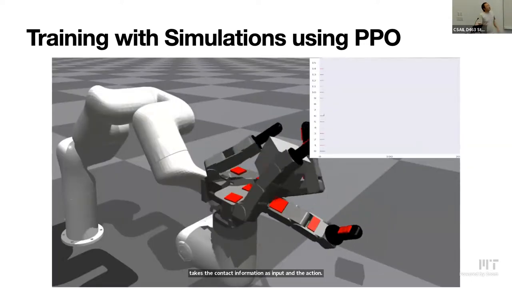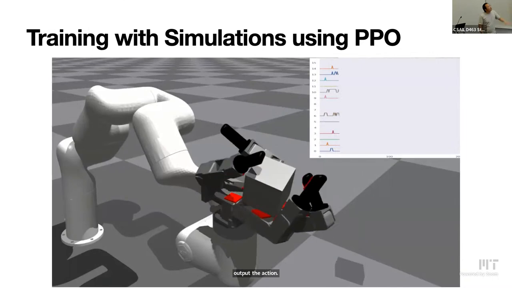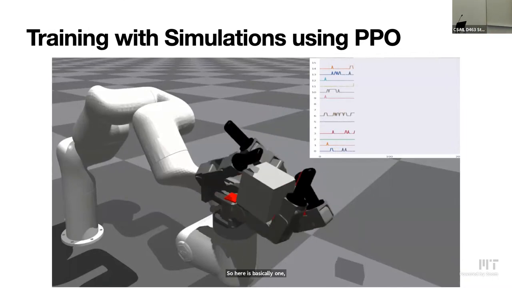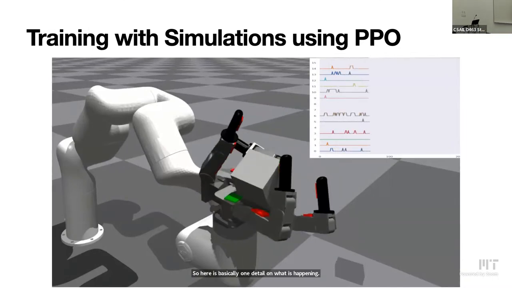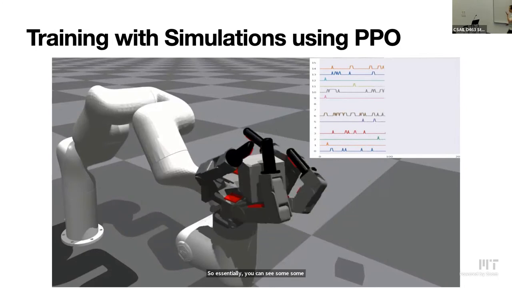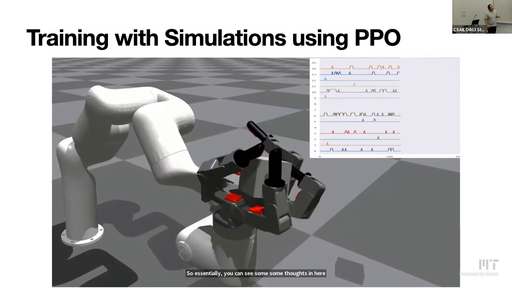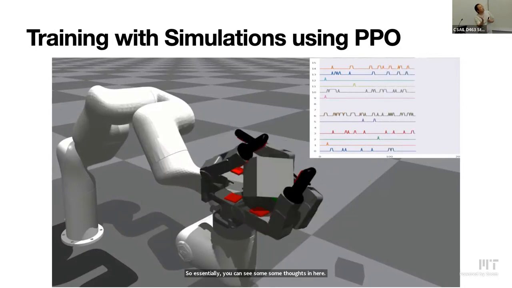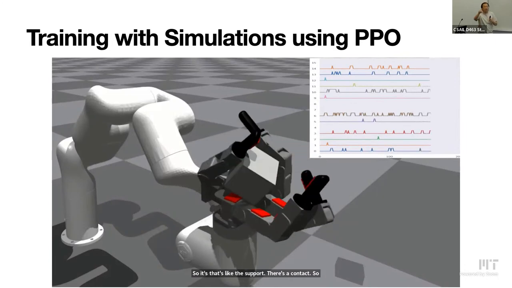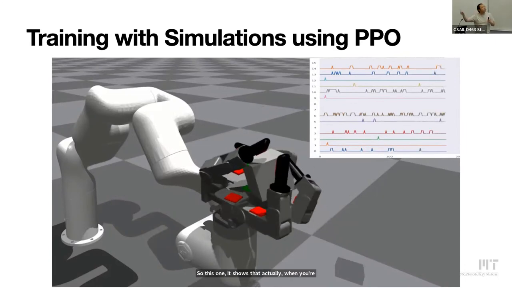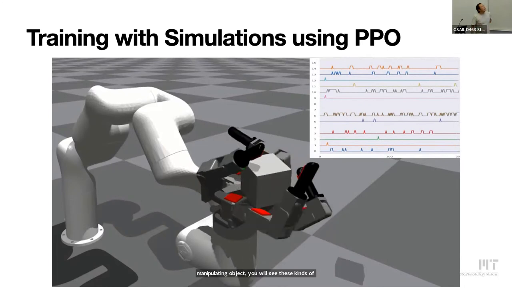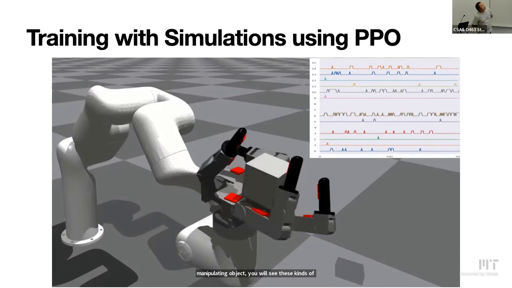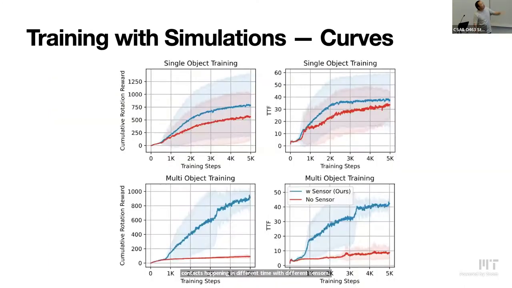Here is one detail of what is happening. You can see some spikes here. A spike means there's a contact. So when you're manipulating an object, you will see these kinds of contacts happening at different times in different sensors. And then there are some curves.